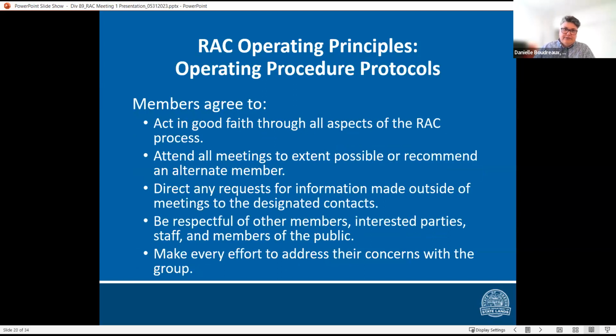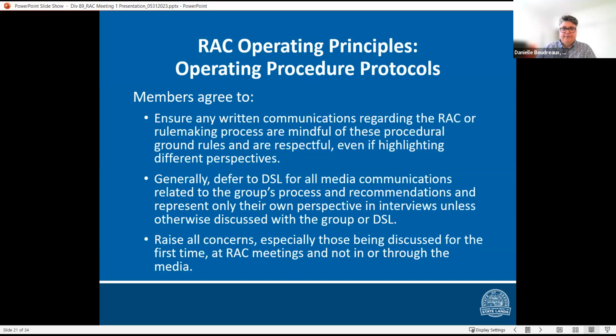So, our operating procedure protocols. Our RAC members agree to act in good faith through all aspects of the RAC process, attend all meetings to the extent possible or recommend an alternate member, direct any request for information made outside of meetings to the designated contacts, be respectful of other members, interested parties, staff, and members of the public, and make every effort to address their concerns with the group.